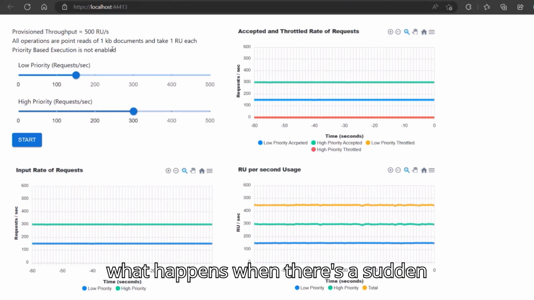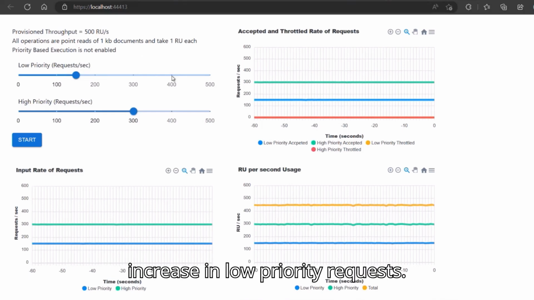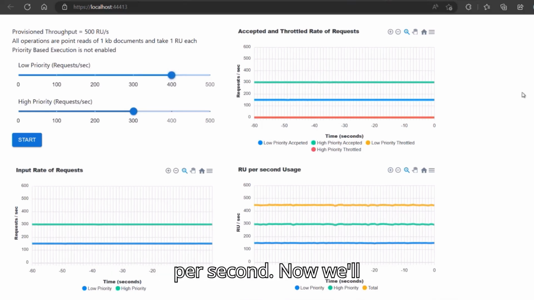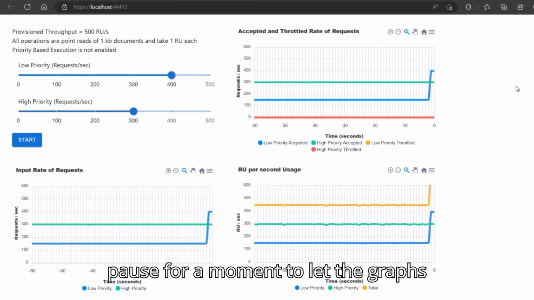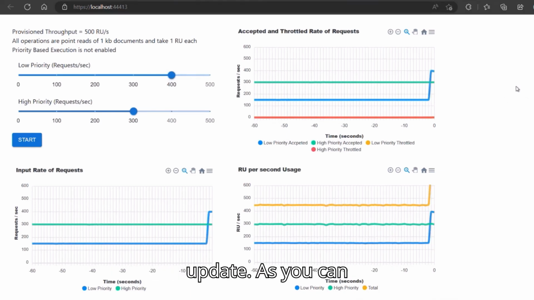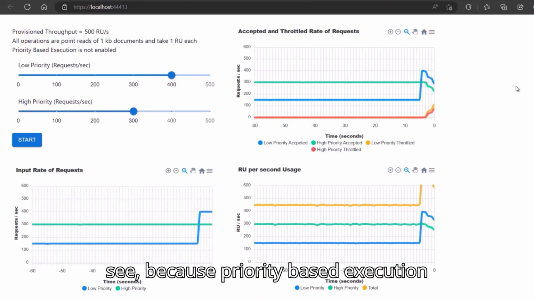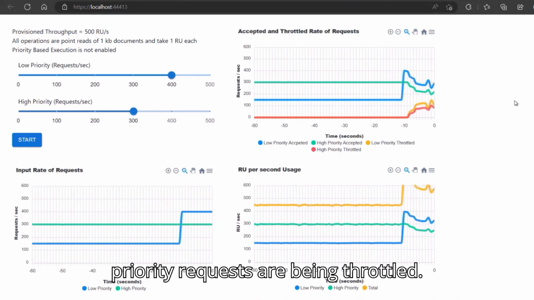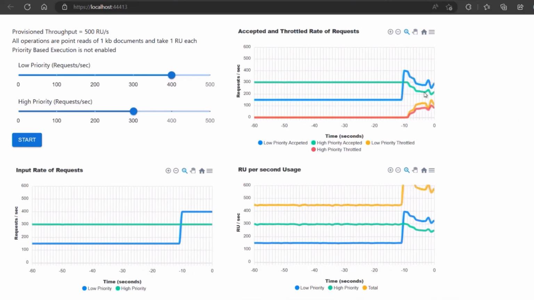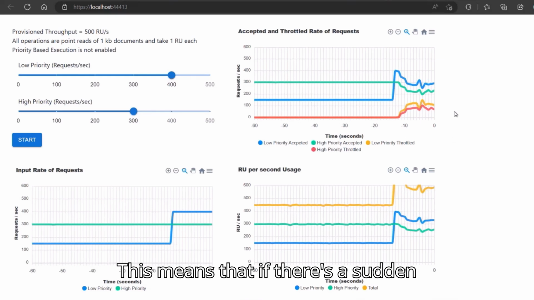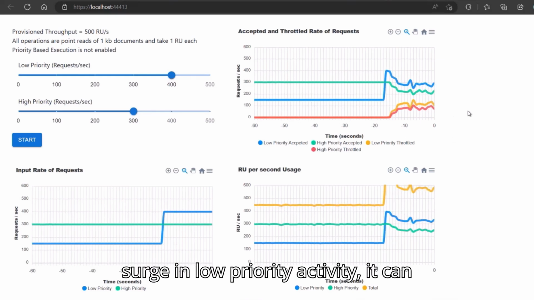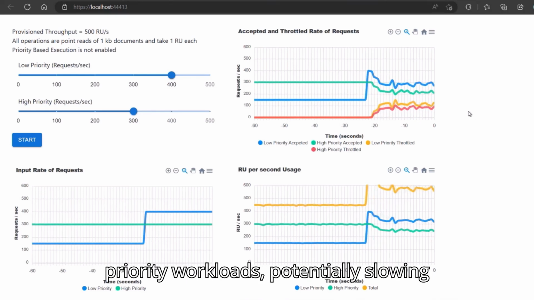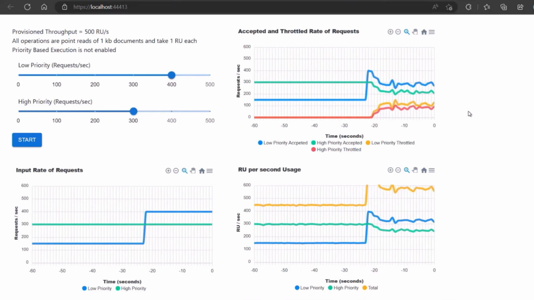Let's see what happens when there's a sudden increase in low-priority requests. Let's raise that to about 400 requests per second. Now, we'll pause for a moment to let the graphs update. As you can see, because priority-based execution isn't enabled, both low and high priority requests are being throttled. This means that if there's a sudden surge in low priority activity, it can reduce available throughput for high priority workloads, potentially slowing down critical operations.